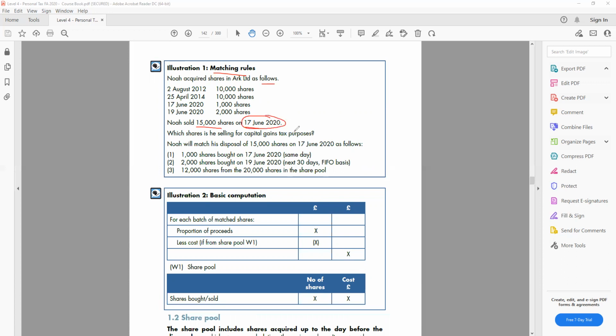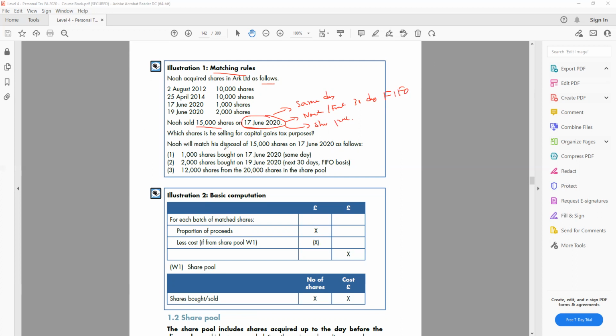And we need to follow three rules. Number 1, same day. Number 2, the next or following 30 days on FIFO basis, first in, first out, because it is possible that in the next 30 days we buy a few times, so you have to follow the FIFO basis for that. And number 3, from the share pool. Okay, let's have a look at that.